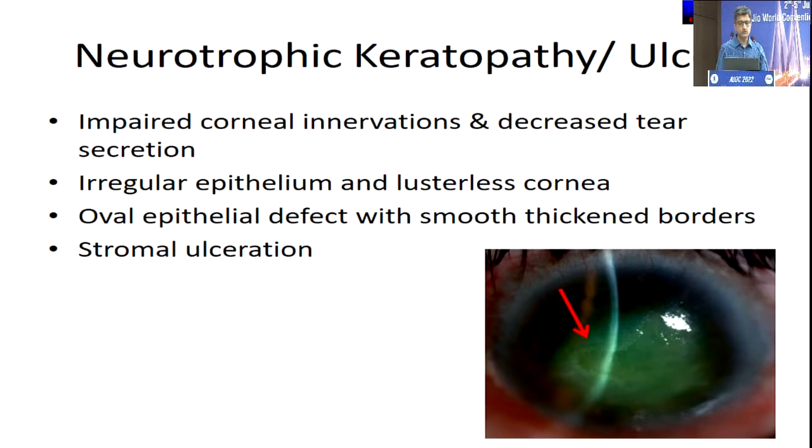Another presentation of HSV can be a neurotrophic keratopathy, which is basically due to impaired corneal innervation and decreased tear secretions. There is an irregular epithelium and an oval epithelial defect with a smooth thickened border. So here you have to note that the borders are smooth and thickened as compared to a geographical ulcer, where they were more scalloped.